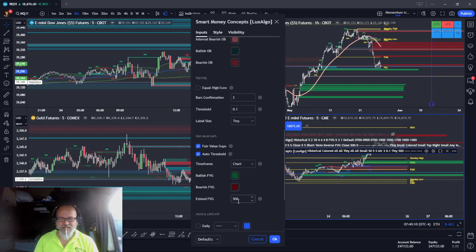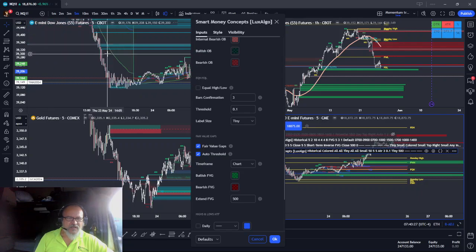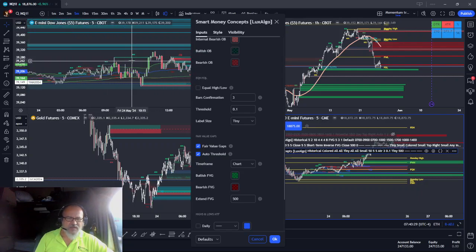And I have those extended 500 bars just so older fair value gaps will still show up when price gets to them. Hopefully. I mean, if we're looking at the daily on this, if price action goes down a bit, we may have to extend these further to see some of that price action from a couple months back if we get down that far. So we're going to say that is default.